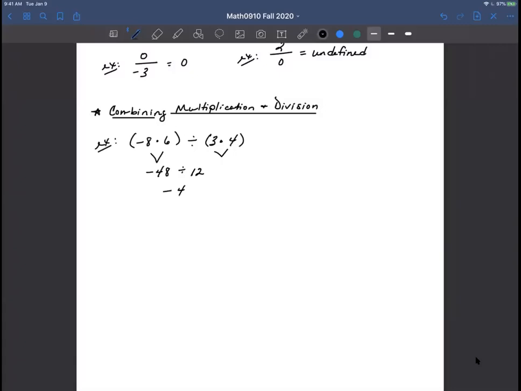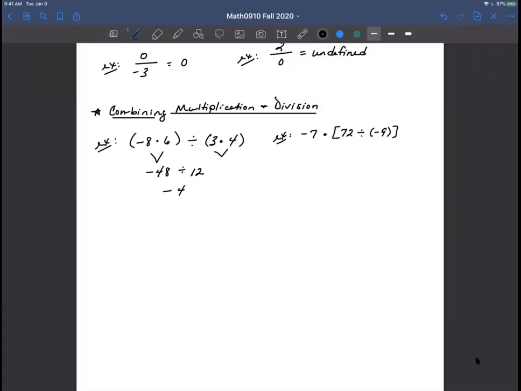Let's look at one like this. -7 times 72 divided by -9. You can pause the video here and try this one yourself. All right, let's see how you did.